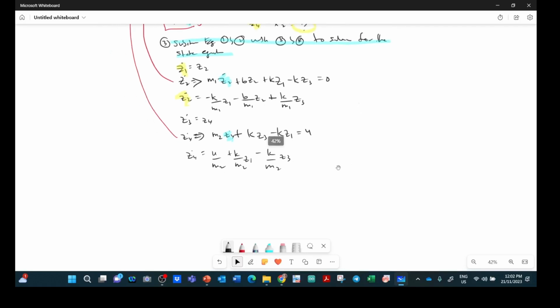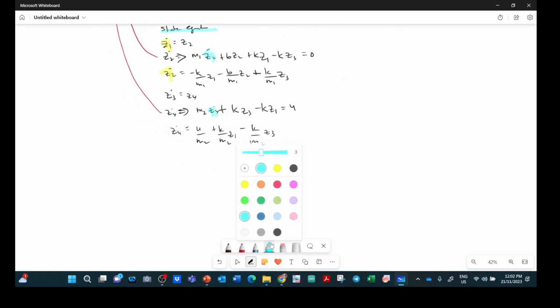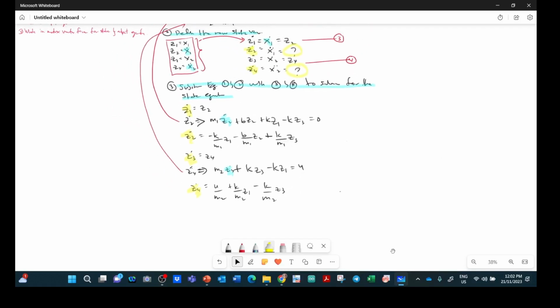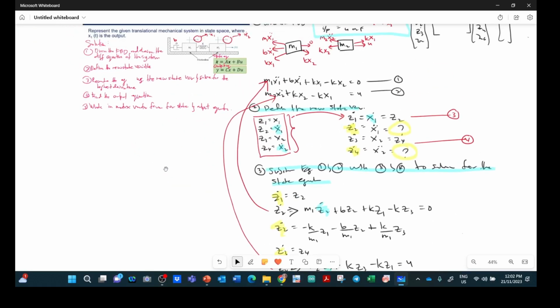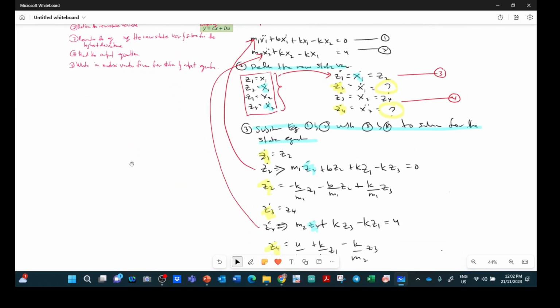Okay, so now you have completed all the state variables, z3 and z4. Okay, so you have completed writing the equation for the state variable. Okay, we write again, number 3 done.